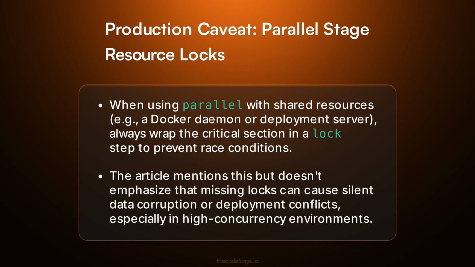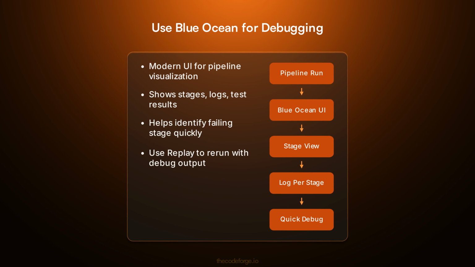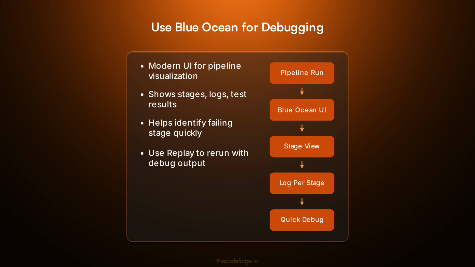The article mentions this, but doesn't emphasize that missing locks can cause silent data corruption or deployment conflicts, especially in high concurrency environments. Blue Ocean provides a modern UI for Jenkins pipelines, showing stages, logs, and test results in a user-friendly way. It helps identify which stage failed and why. Use it for debugging failed pipelines, especially when console output is huge.